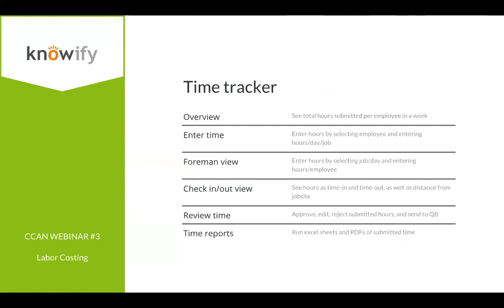With kind of a similar result, our foreman view is again just another way to enter time into Knowify. The difference is when you use the enter time screen, you choose each employee, and then once you have the employee timesheet up, you choose the job, you enter the time for each day of the job. In the foreman view, you pull up a job and a specific day and phase, and then it pulls up a list of employees, so that way you can just plug in the time.